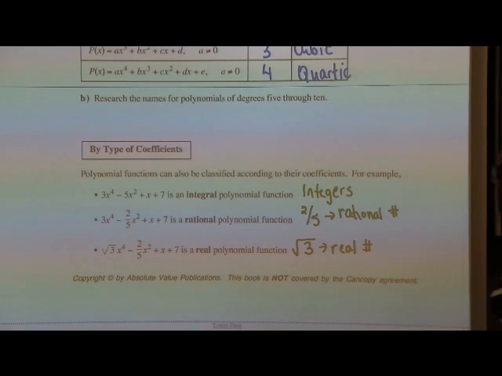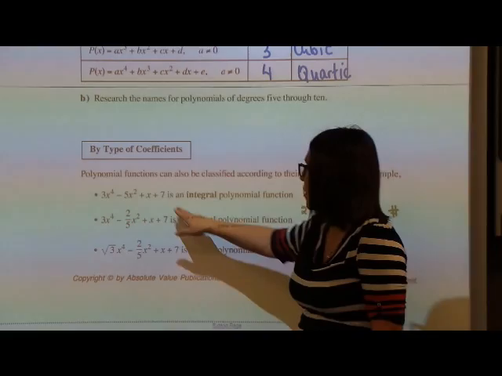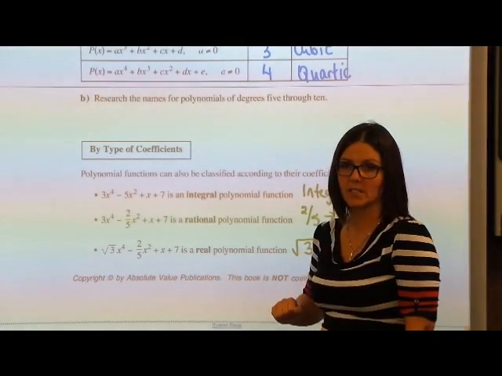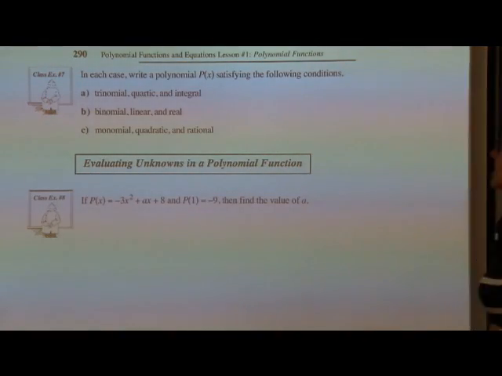Okay, and it's one of those things where every polynomial function would be a real polynomial function, but we classify them based on the minimum that they meet. So in each case, we want to write a polynomial function that satisfies the following conditions. I'll do the first one for you, and then I'll get you to do two on your own.